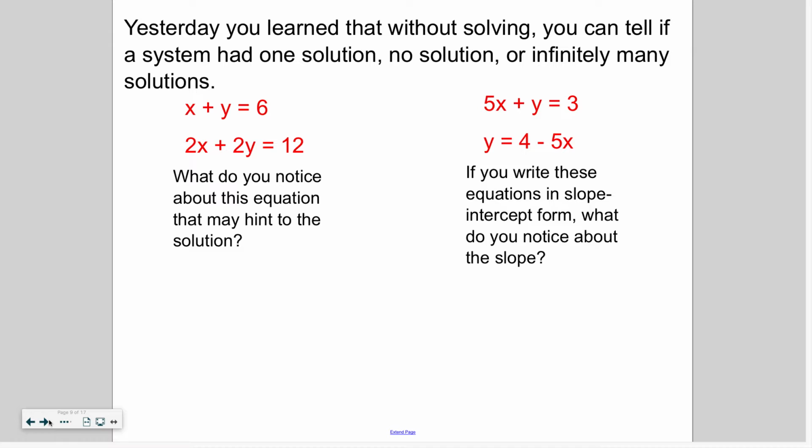What does it mean for no solution? When they have the same slope. Same slope and a different y-intercept. Do either one of them have the same slope and a different y-intercept? 5x. How do you know? 5x and 5x.